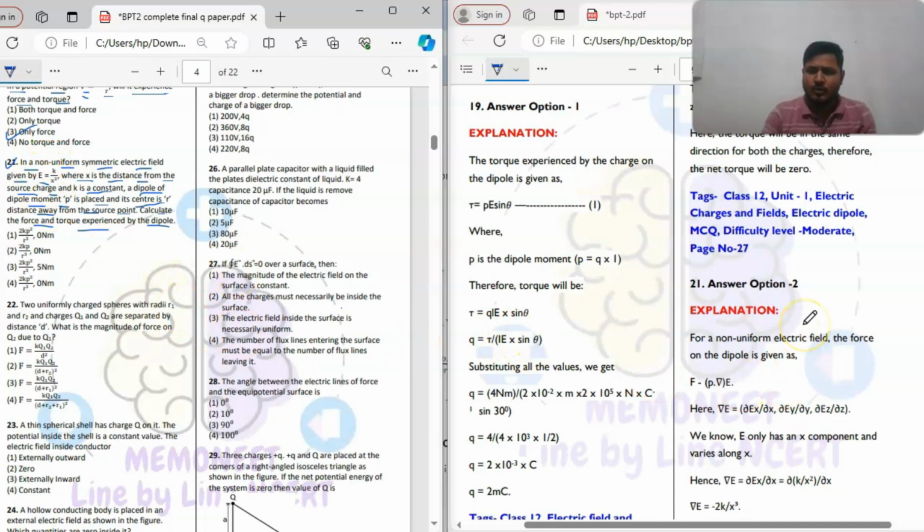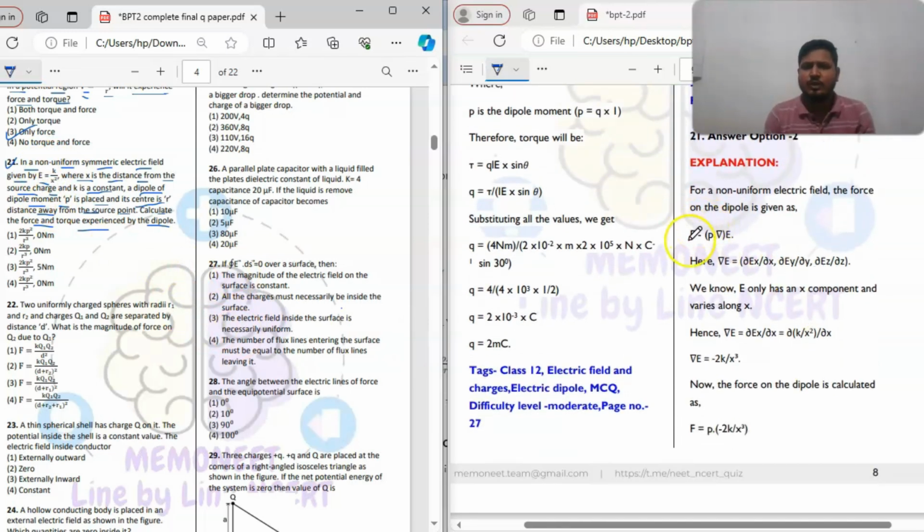non-uniform. So we know that the force on the dipole in a non-uniform electric field is F is equal to P dot del E, right? What is the del operator? That is d by dx, d by dy, d by dz. Now here the electric field is only along the x direction, so we only differentiate the electric field along the x axis. After solving this, we get minus 2k by x cube.